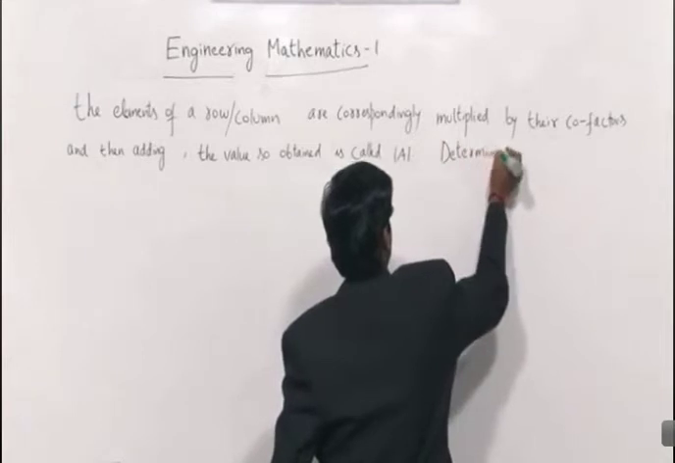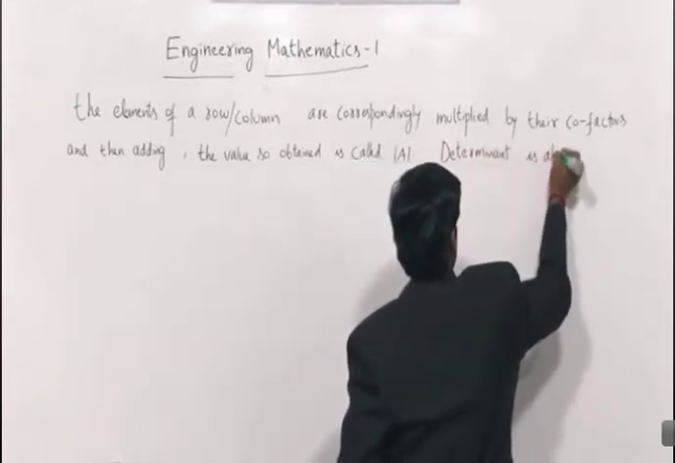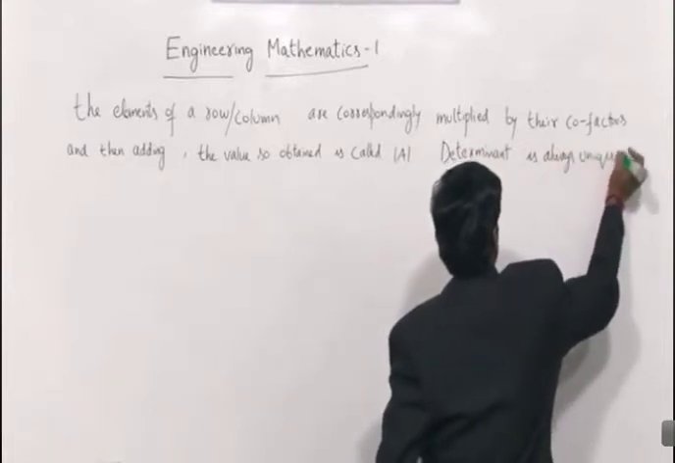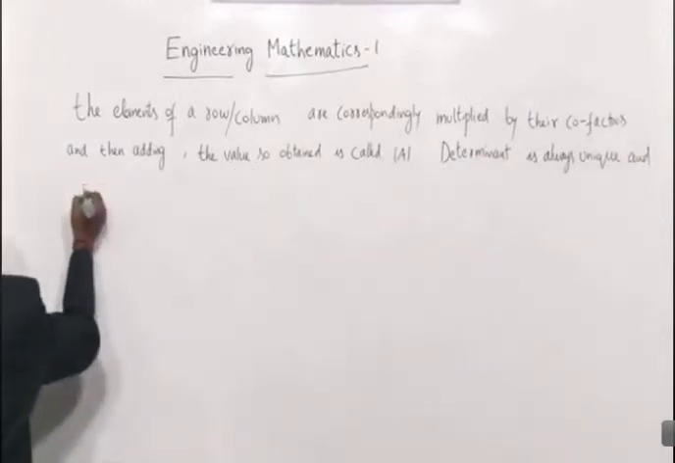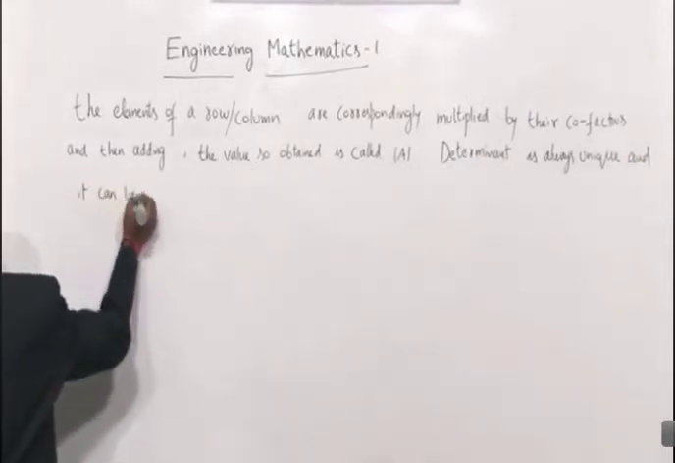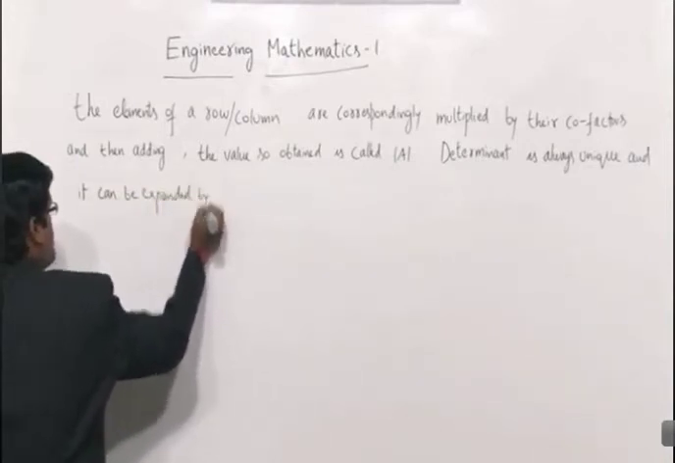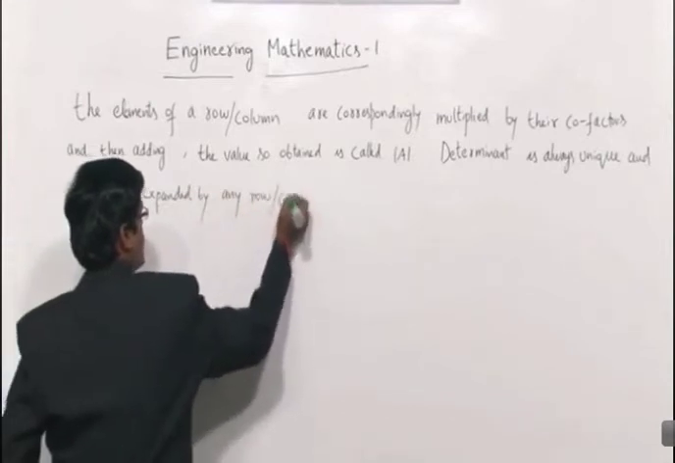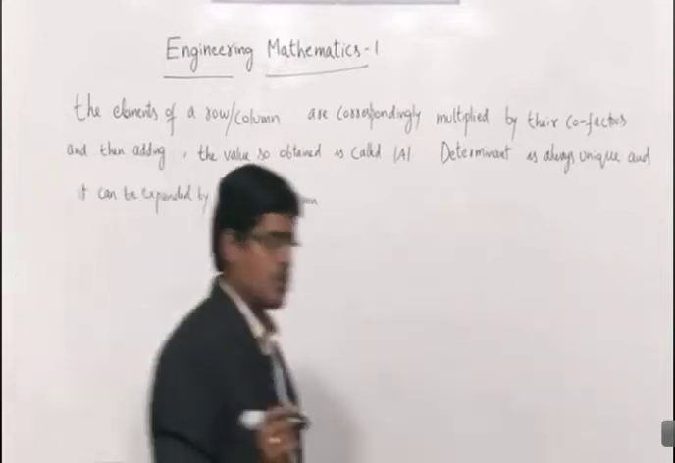Determinant is always unique, and it can be expanded by any row or column. Generally, people are habituated to expanding by the first row or first column only.